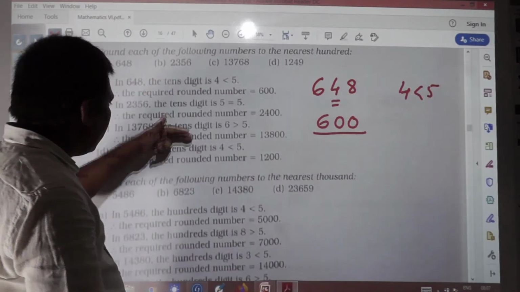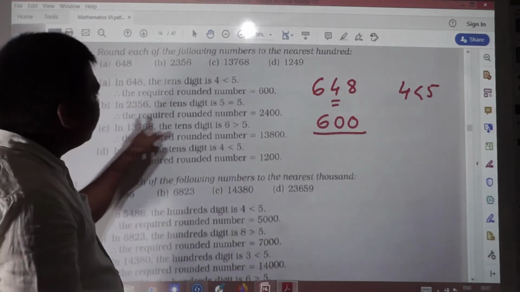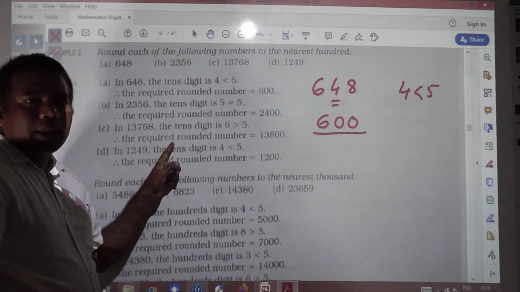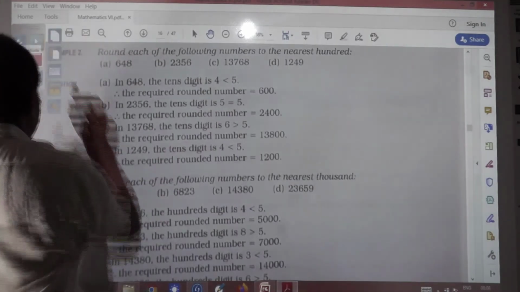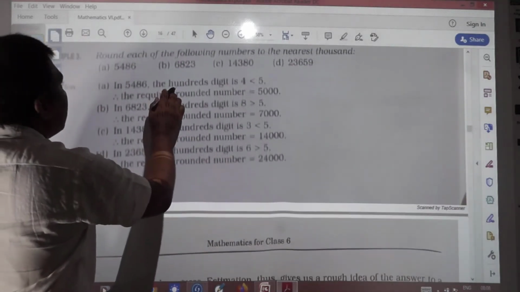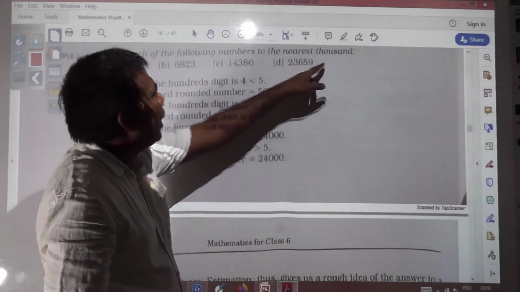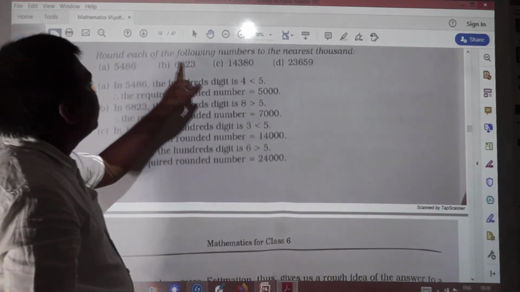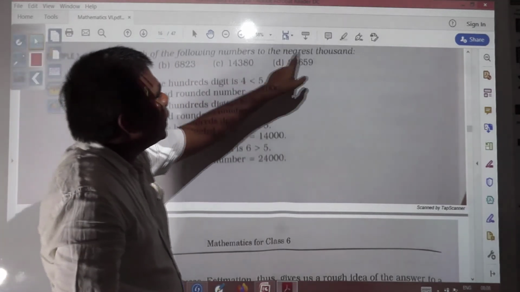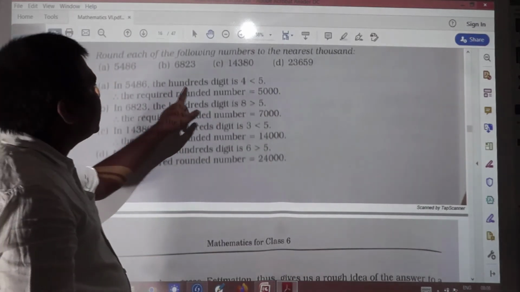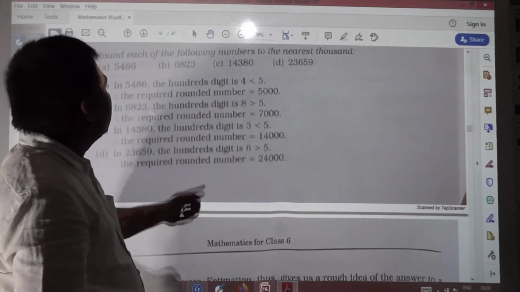So in the same way, other questions also have been solved. So you go through yourself and try to understand. Okay, next we will see. Round each of the following numbers to the nearest 1000. What you need to do? To the nearest 1000 you need to round up. So we will see hundreds place. In hundreds place, what digit we have?